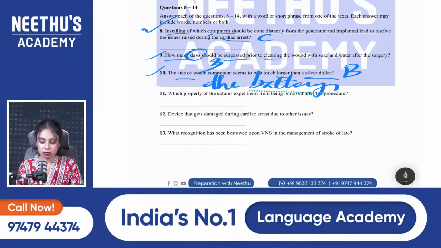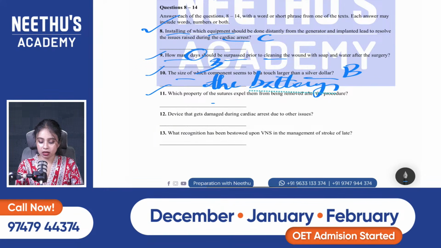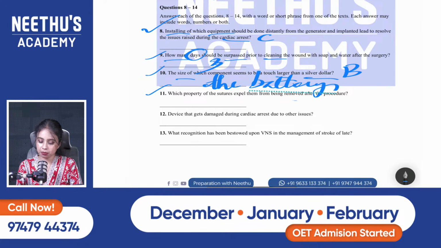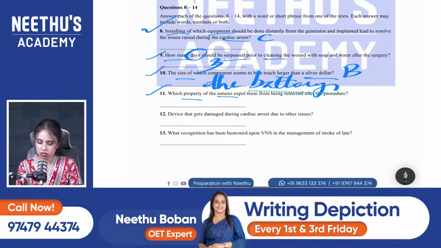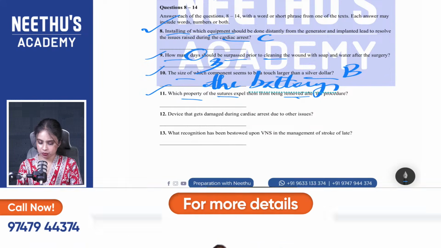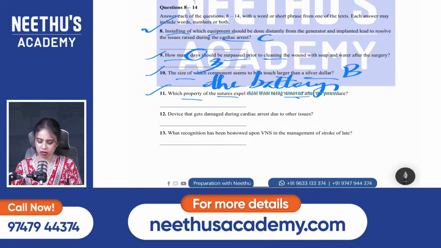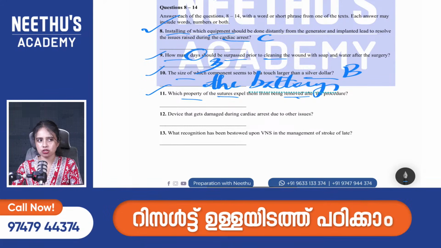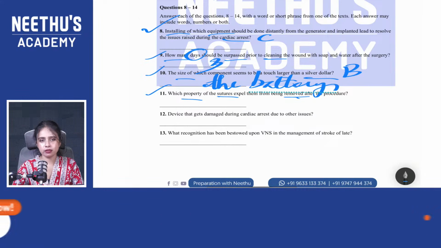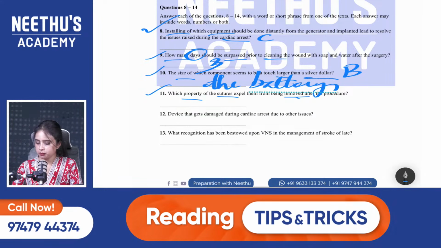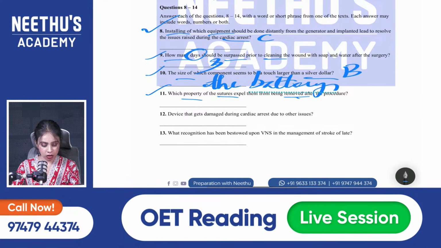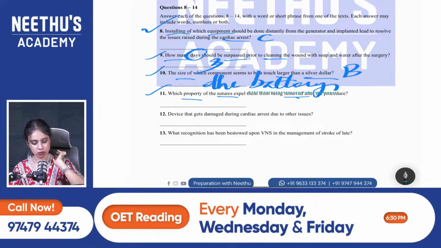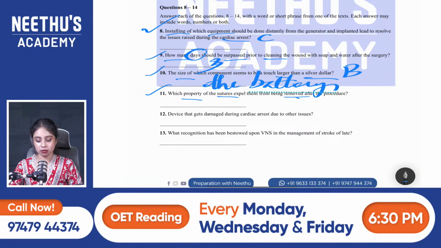Next one. 11th one, which property of the sutures expel from being removed after the procedures? Property, sutures, removed. After the procedure, what are we removing there? I mean, what type of sutures or stitches we are removing? From my memory, I will say self-absorbing. What about you guys? What is your answer? Can you tell me with your memory? Let me check. Do you have a better memory like me?